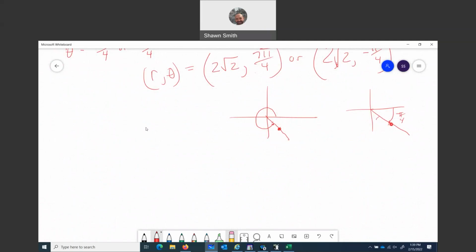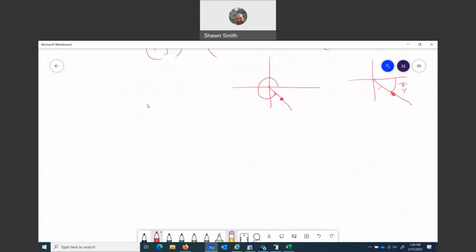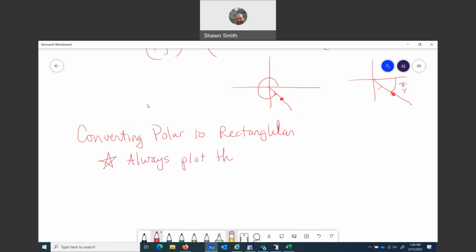All right, let's go from polar to rectangular. That's a little bit trickier sometimes. It's still a formula, still easy formulas. Just you got to watch out for the answers that you get. What you want to do for this is always plot the point first to identify the location.